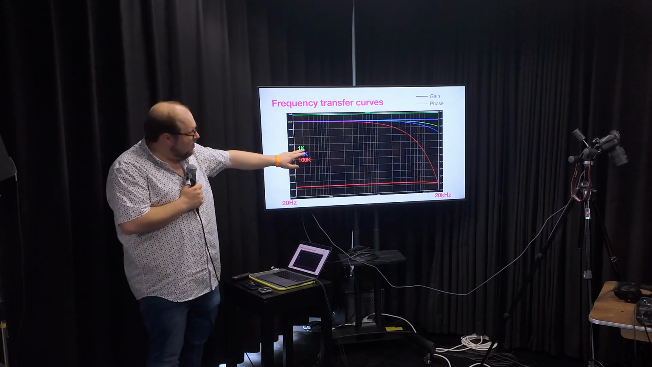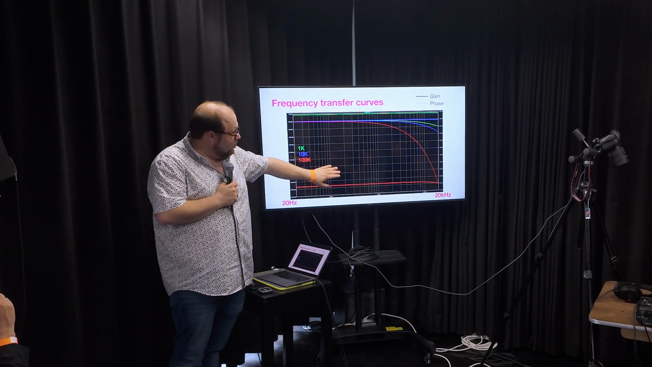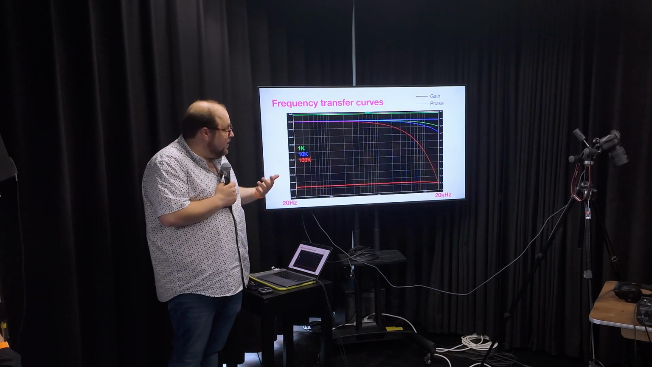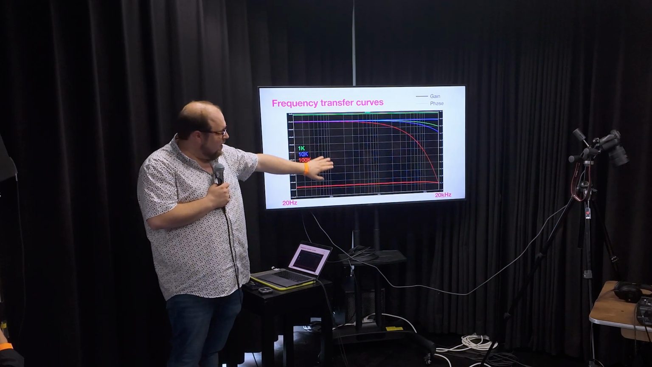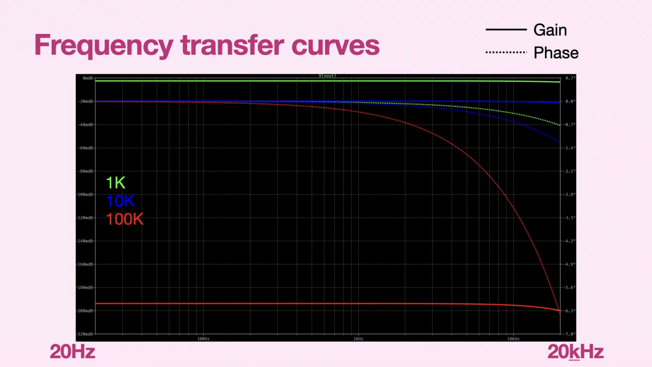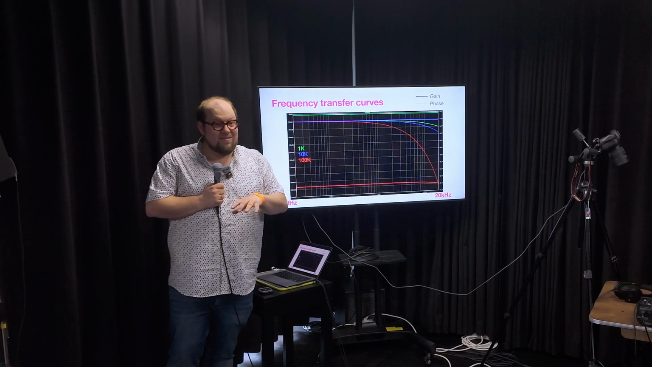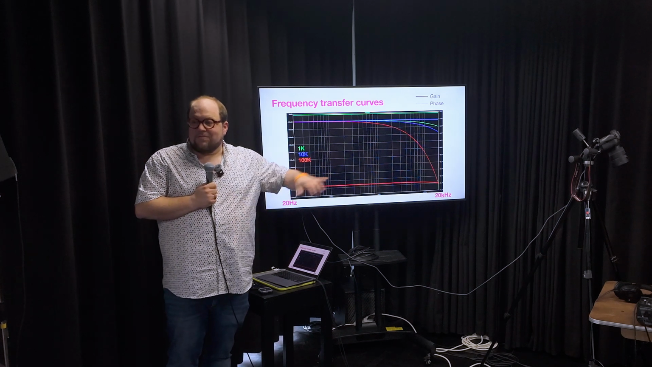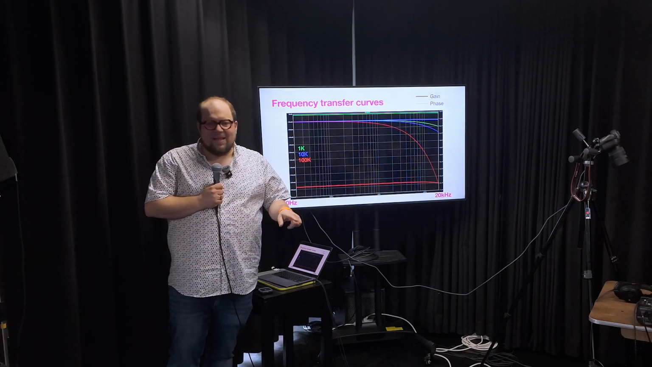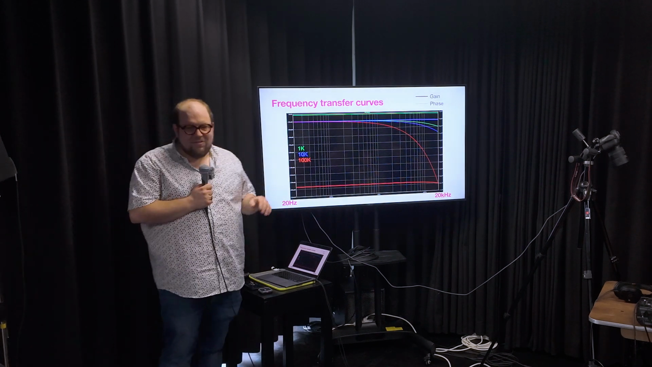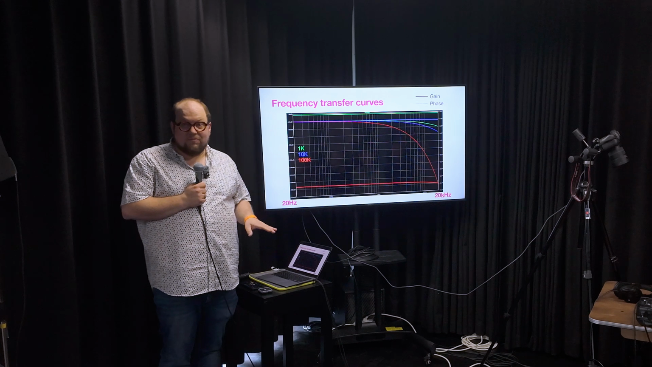But the phase differences are bigger. And you'll see that for 100K, there's about 6 degrees of phase at 20 kilohertz. Now, this is not dramatic, but if you're going to start combining multiple of these blocks, let's say you build a 10-stage wavefolder, those together will get 60 degrees of phase, and that starts to become problematic. So this is yet another confirmation that this 100K is probably not going to work for us.